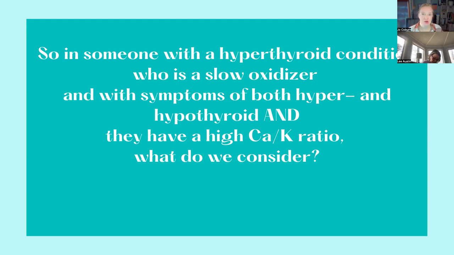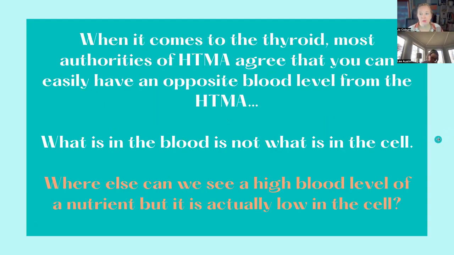This is where you have to know your client because it's just like other blood work, right? When it comes to the thyroid, most authorities of HTMA agree that you can easily have an opposite blood level from the HTMA. So what's in the blood is not what's in the cell or in the tissue. So where else do we see high blood levels of nutrients and it's actually lower in the cell?